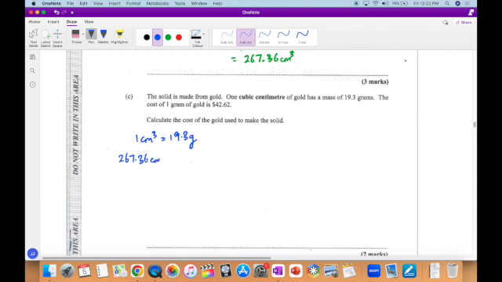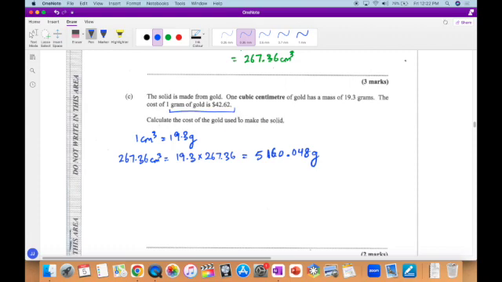267.36 centimeter cubed. So the amount of grams will be 19.3 times 267.36, and that is about 5160.048 grams. So 5,160 grams of gold. Calculate the cost of the gold used to make the solid.